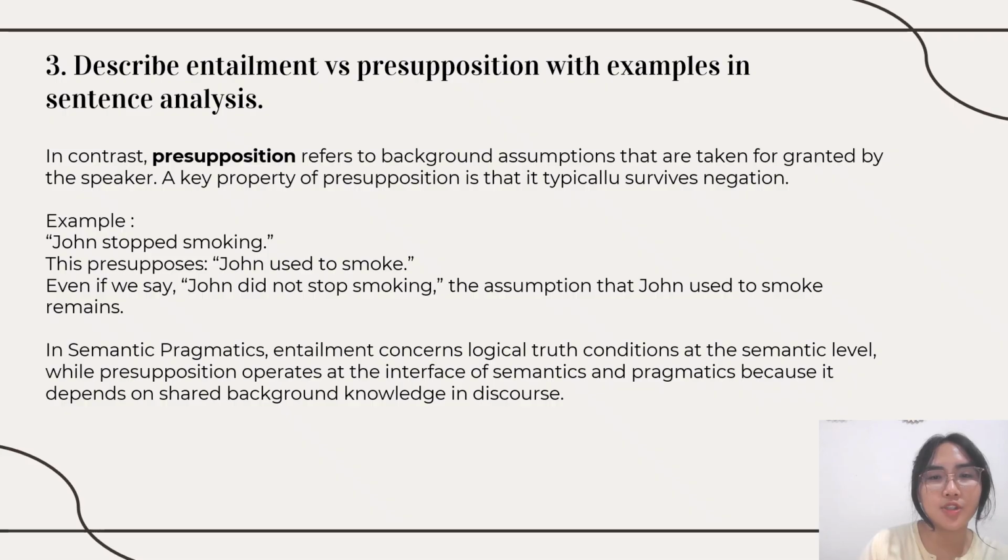In contrast, presupposition refers to background assumptions that are taken for granted by the speaker. Example: John stopped smoking. This presupposes John used to smoke. Even if we say John did not stop smoking, the assumption that John used to smoke remains. In semantic pragmatics, entailment concerns logical truth conditions at the semantic level, while presupposition operates at the interface of semantics and pragmatics because it depends on shared background knowledge.